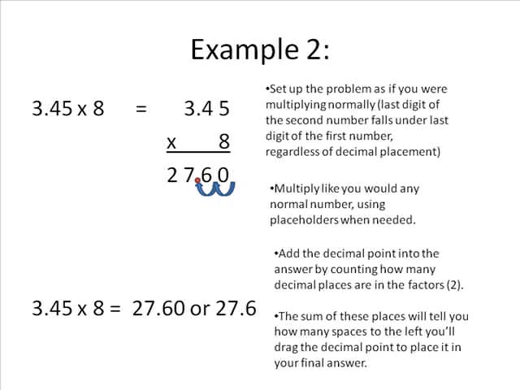Finally, I would count how many places are to the right of my decimal point in my factors, and I see 1, 2 places to the right of my decimal point in my factors. Therefore, in my final product, I need to drag my decimal point from the right to the left 1, 2 spaces in my answer. For my product of 3 and 45/100ths times 8, I find my final answer being 27 and 60/100ths, or 27 and 6/10ths.